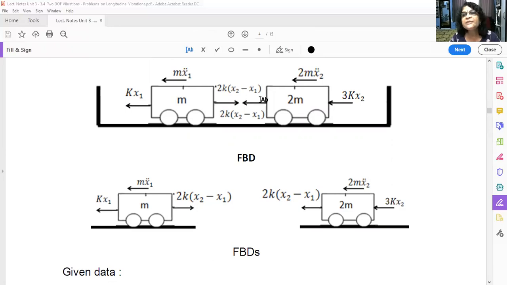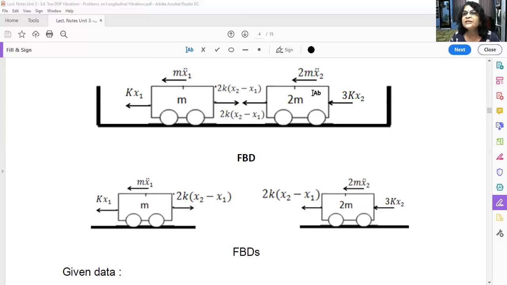Similarly, the intermediate spring will exert a force on these 2 masses. As I told you earlier, before showing the direction of this middle spring force, you have to assume whether x2 is greater than x1 or x1 is greater than x2. Accordingly, the spring force direction will be different. Here we have assumed x2 greater than x1. That means the net or effective deflection of the intermediate spring is x2 minus x1.